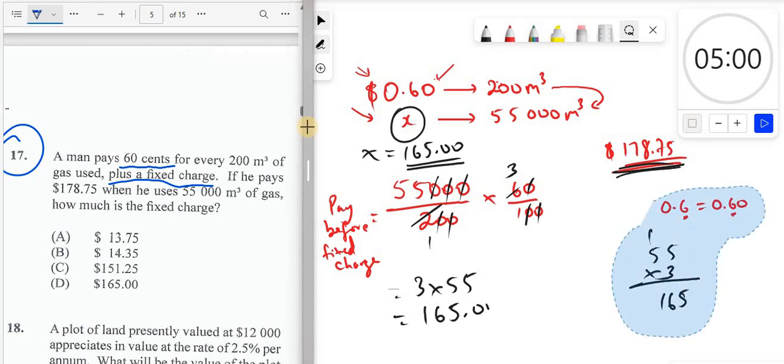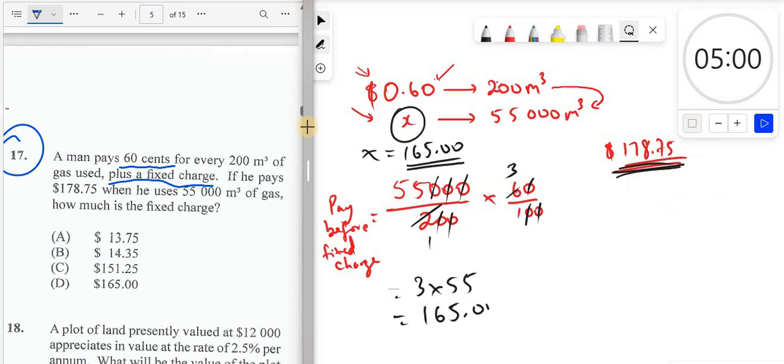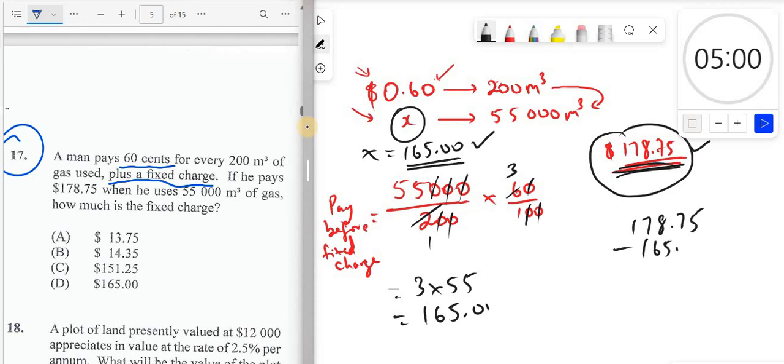All right, hopefully you guys understand that, but I can clarify it quickly in 10 seconds. Before the fixed charge, the amount it cost him for 55,000 without the fixed charge is $165. But this is the amount he had to pay, so this amount includes the fixed charge. And this is the amount he's paying for the 55,000 without the fixed charge. So the fixed charge is what amount? Obviously the difference between them. So it's 175 minus 165. When you subtract them, you're going to get what? You're going to get 1375.